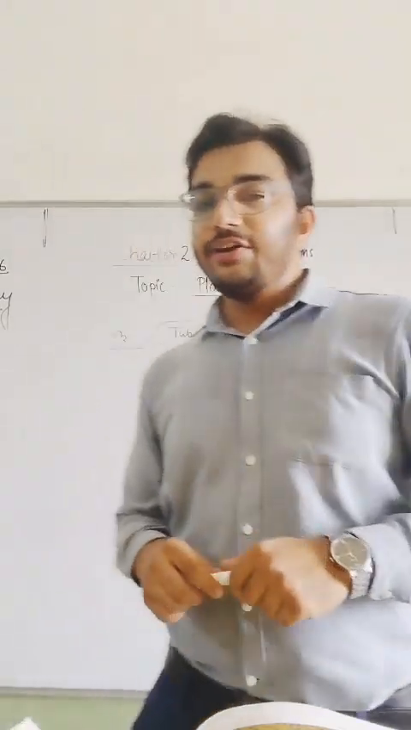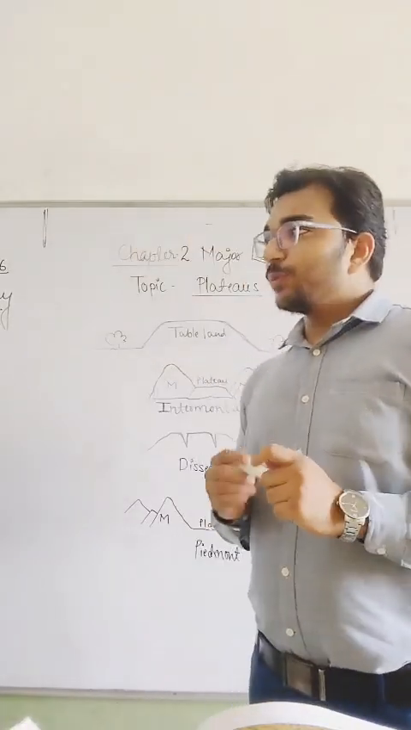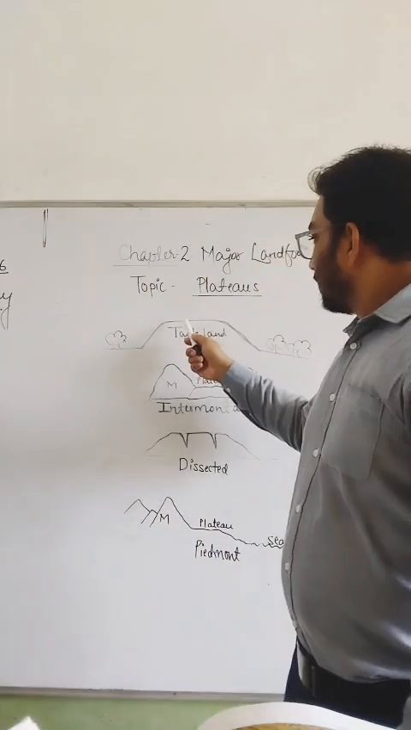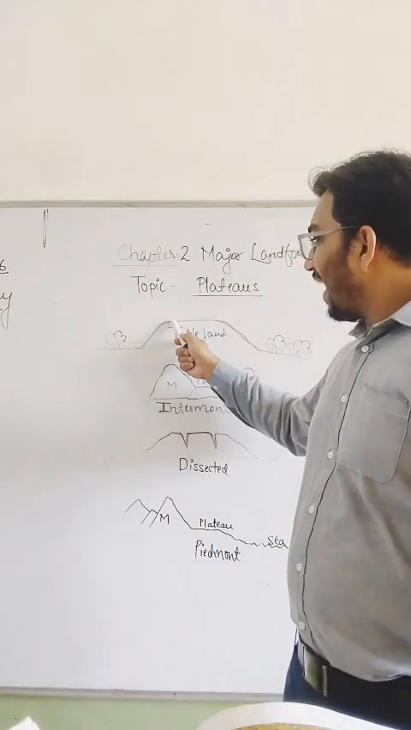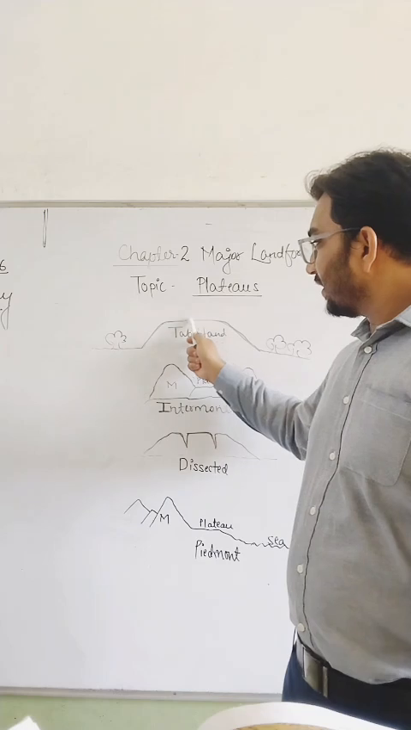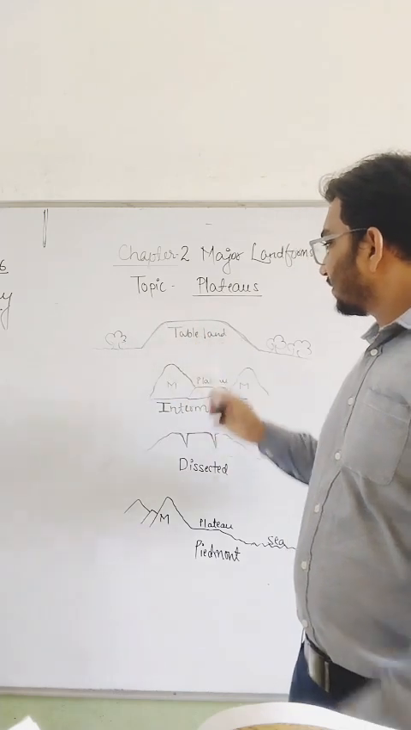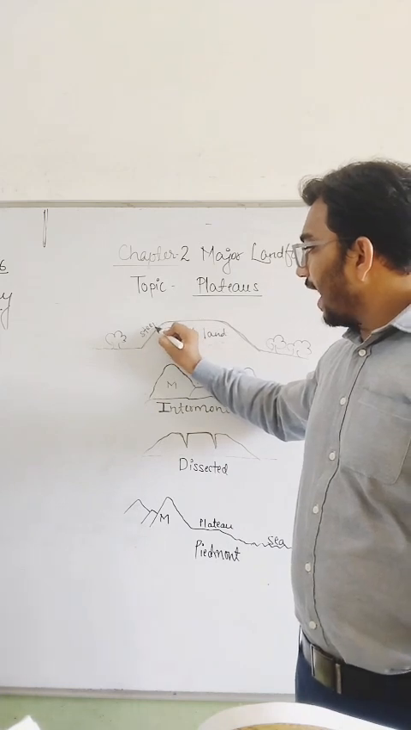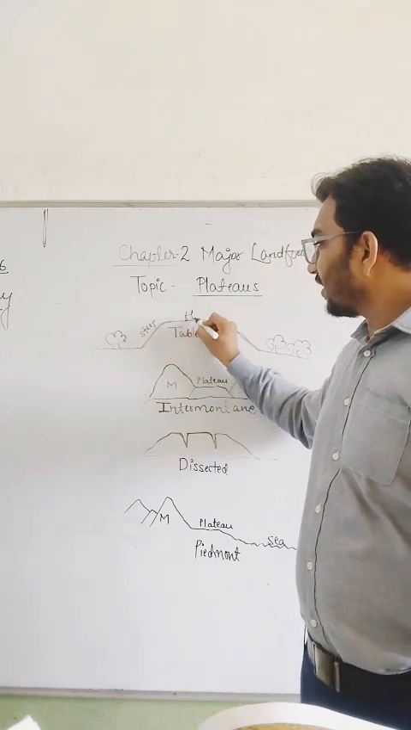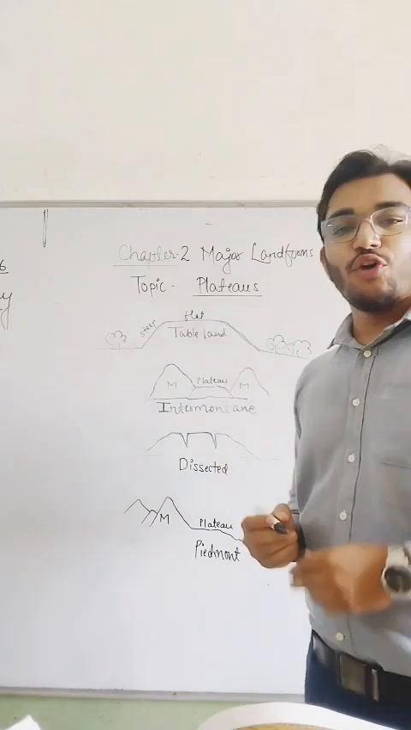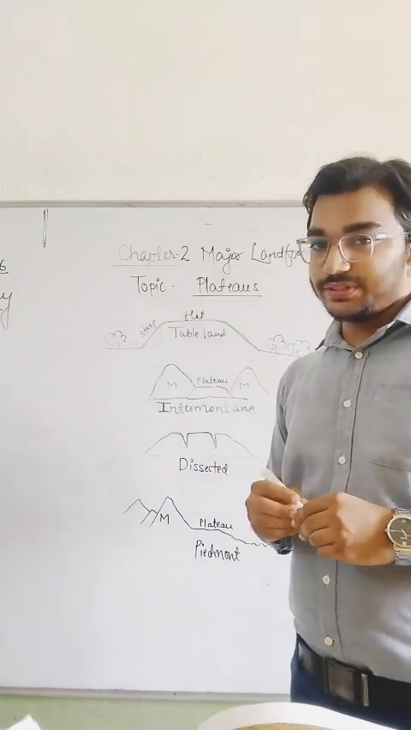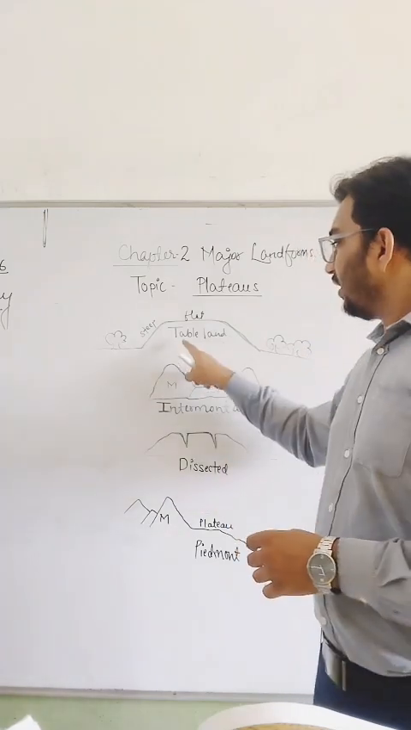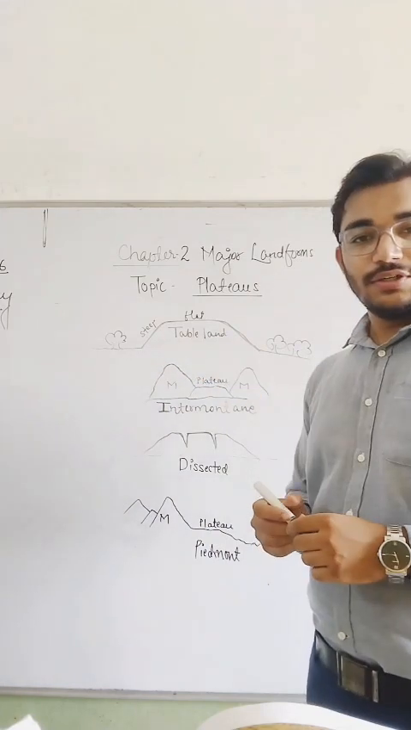First we will understand what plateaus are. So plateaus are landforms having a flat top surface and steep sides. See, the sides are steep and the top is flat. These types of landforms are known as plateaus. They are also called tableland.